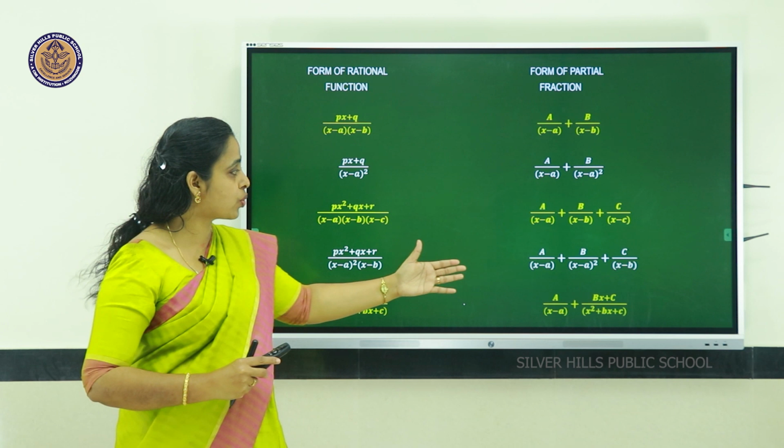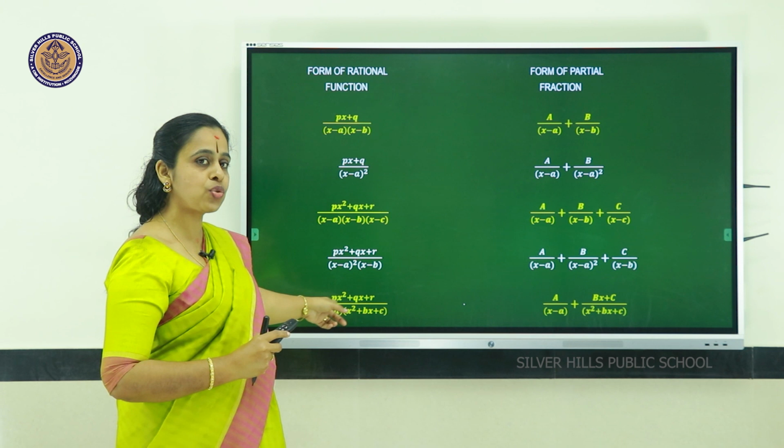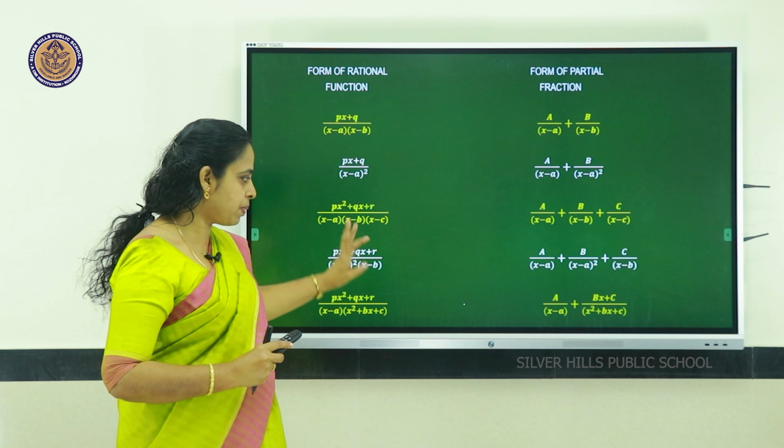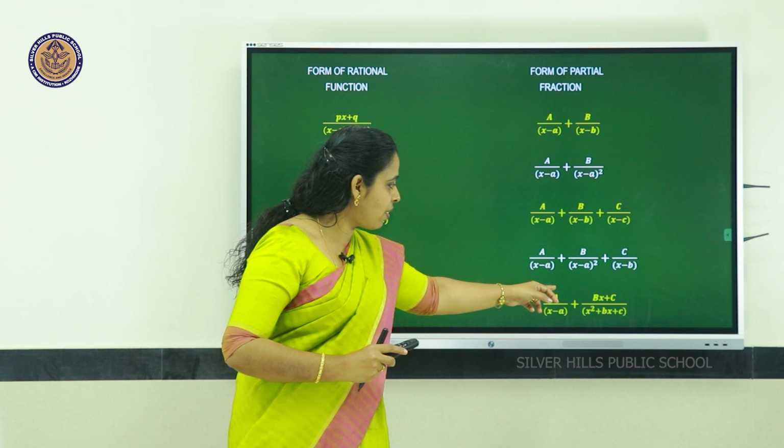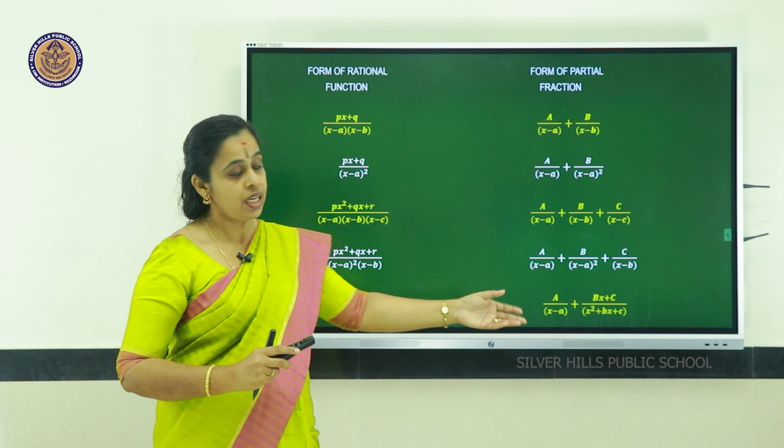Now comes the last one, px square plus qx plus r divided by x minus a into x square plus bx plus c. Then A divided by x minus a will come, then bx plus c divided by x square plus bx plus c, because we cannot factorize that further. That's why it is bx plus c.